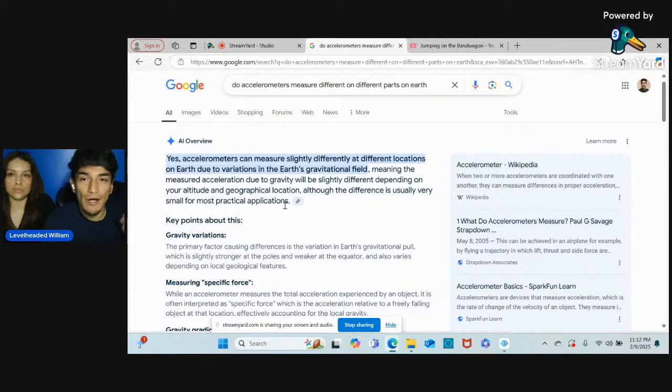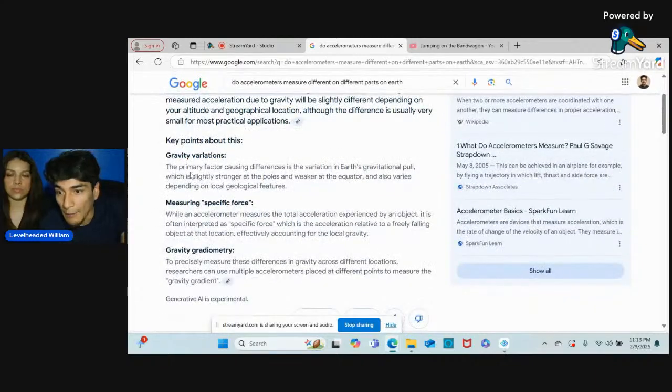So again, the differences in the accelerometer readings are pretty much negligible. Some accelerometers measure slightly higher than in other places on Earth. It's very minute, basically negligible when it comes to practical application, so it's not even taken into account, but it is there. It is measurable. But again, I'm going to show how that also proves that the Earth is not moving in a straight line. So here, the primary force causing variations in Earth's gravitational pull, which is slightly stronger at the poles and weaker at the equator, also varies depending on location and geological features.